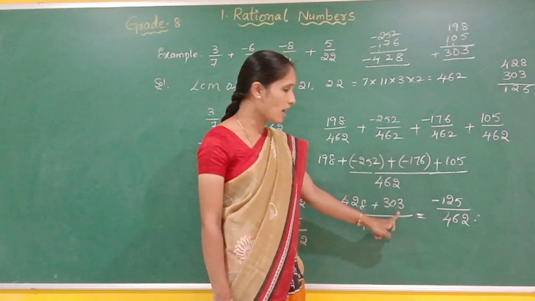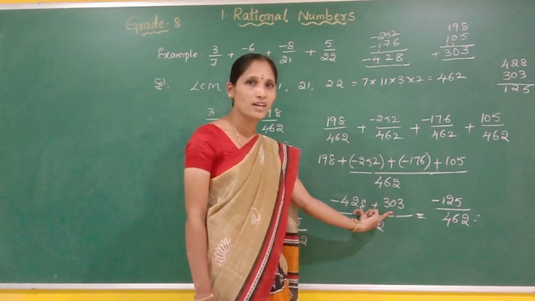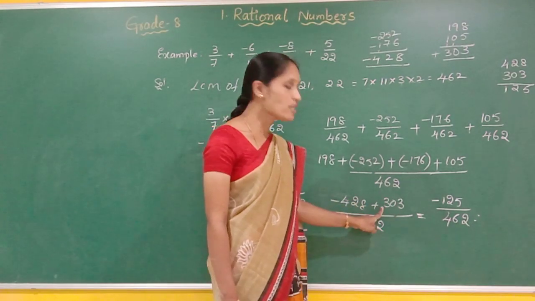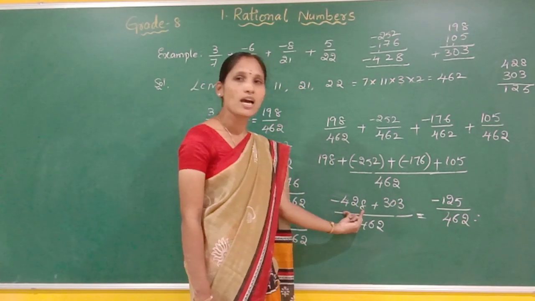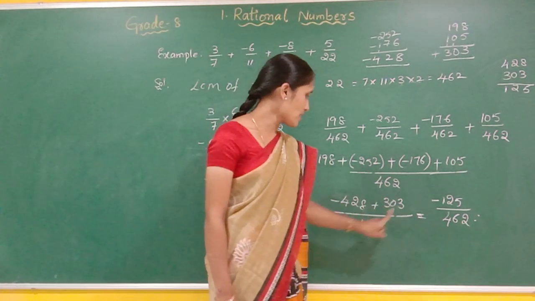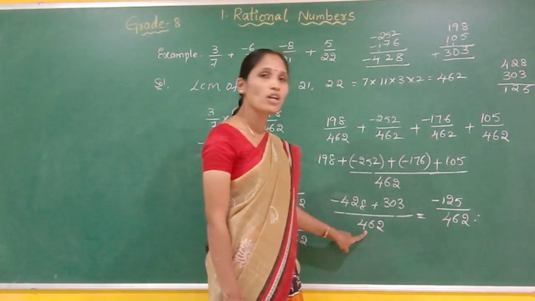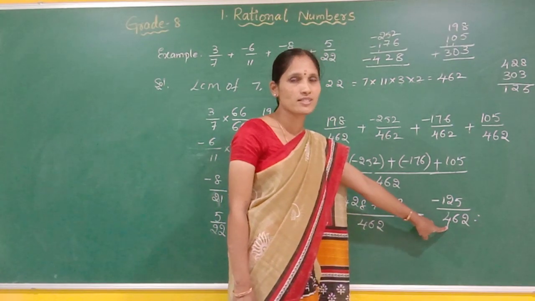The sum is 303. Then add these two numbers, but here 428 is negative and 303 is positive. When we add a positive and a negative number, actually it is subtraction. The sum is minus 125. The common denominator is 462. Do you understand this?